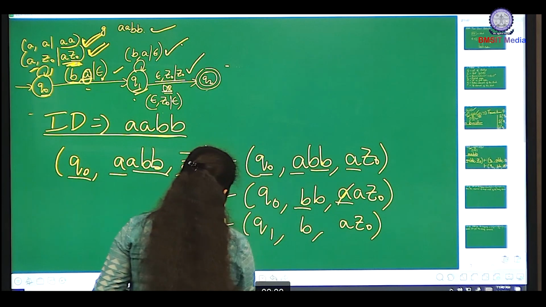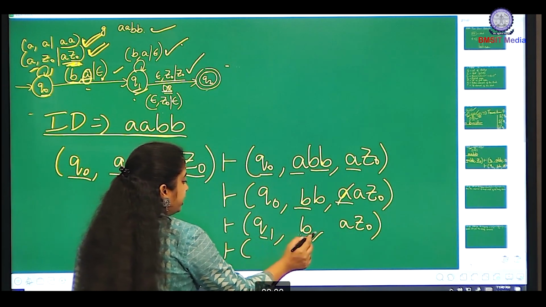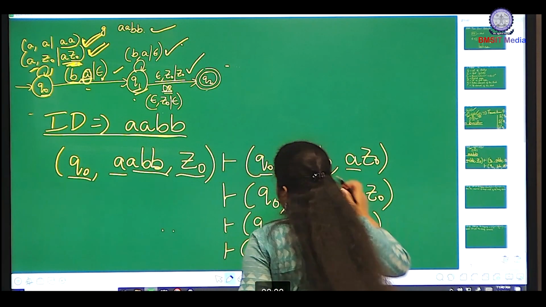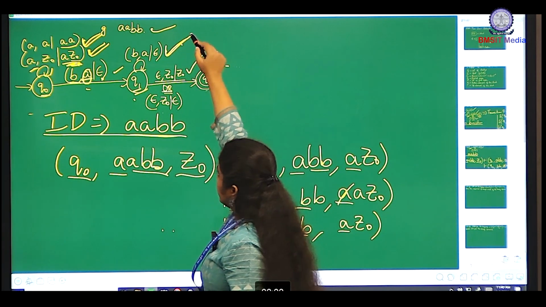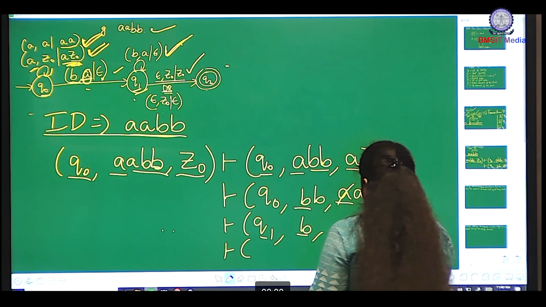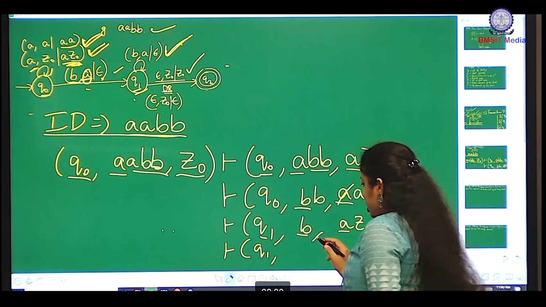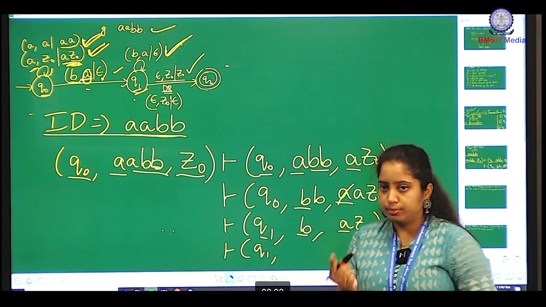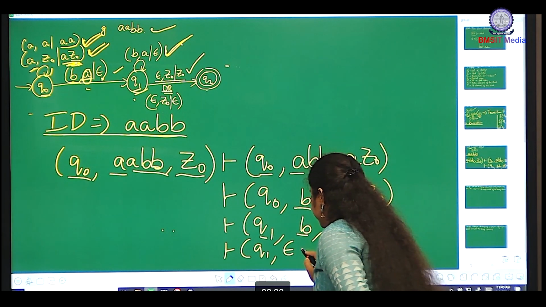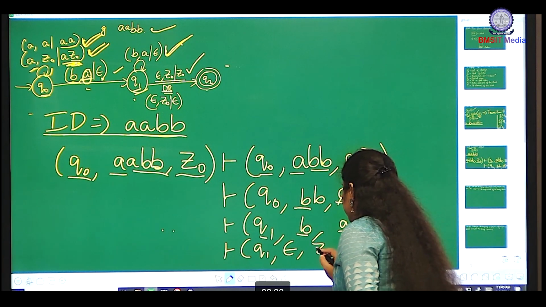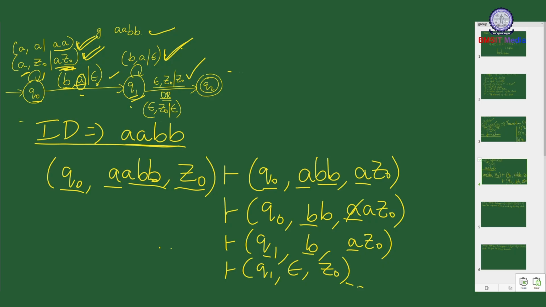Next Q1 is reading B and A is again in the stack, which represents this particular transition. So, we will stay in the same state Q1 and B we have already read. What is the remaining string? Epsilon. And for this A, we will pop it out. So, that is Z0.